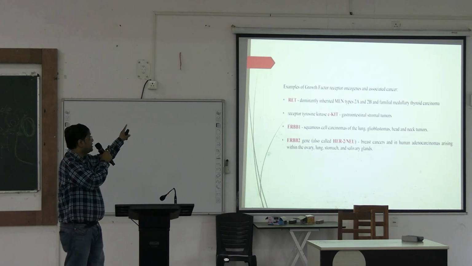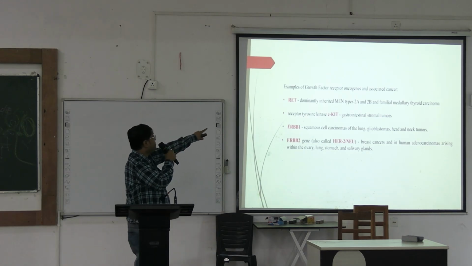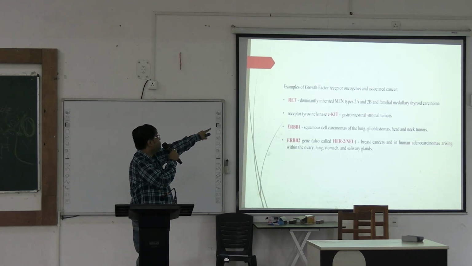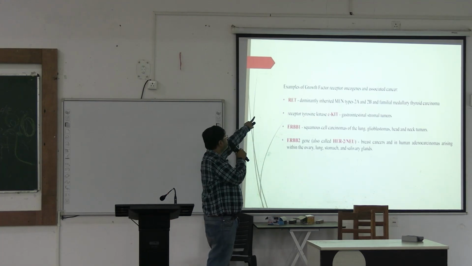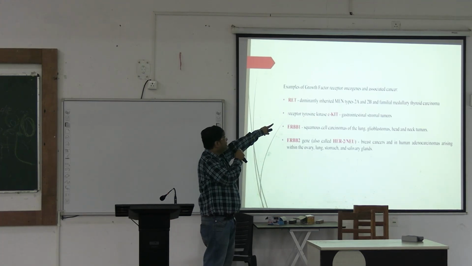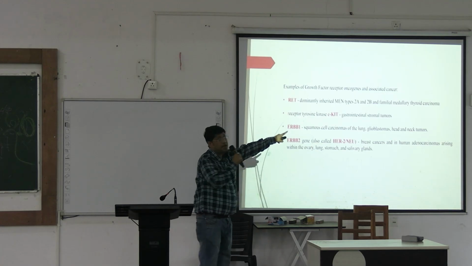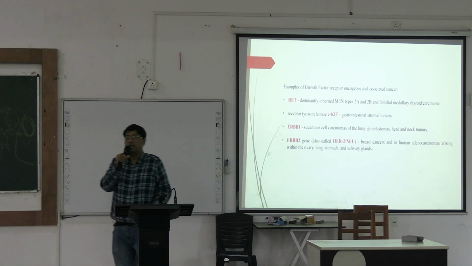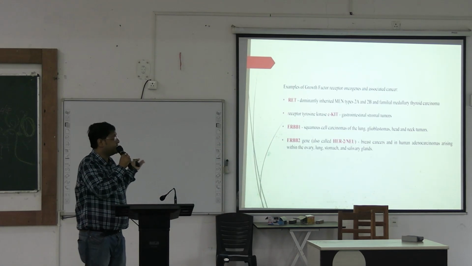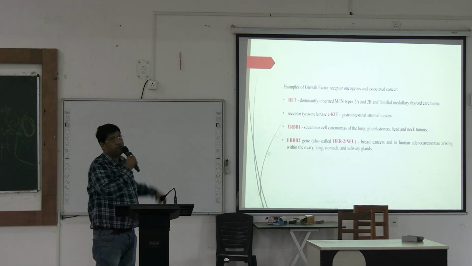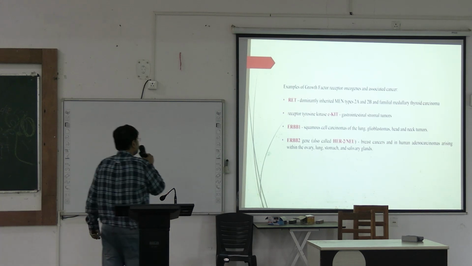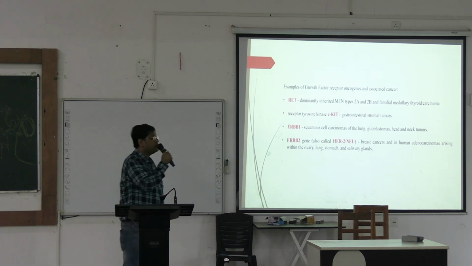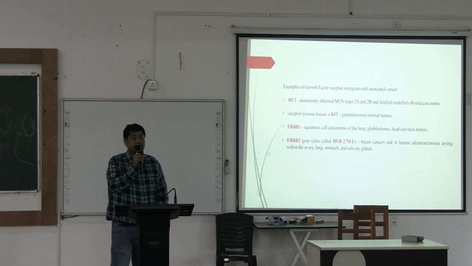So, RET, dominantly inherited MEN types, RET leading to... see what the list is saying? Examples of growth factor receptor oncogenes and associated cancer. So RET is associated with MEN type 2A, 2B and familial medullary thyroid carcinoma. So you can obviously understand this is a very important area for viva. সব কিছু গুলিয়ে যায় কিন্তু পরীক্ষার সময় এগুলো। RET leading to MEN 2A, 2B and familial medullary thyroid carcinoma.